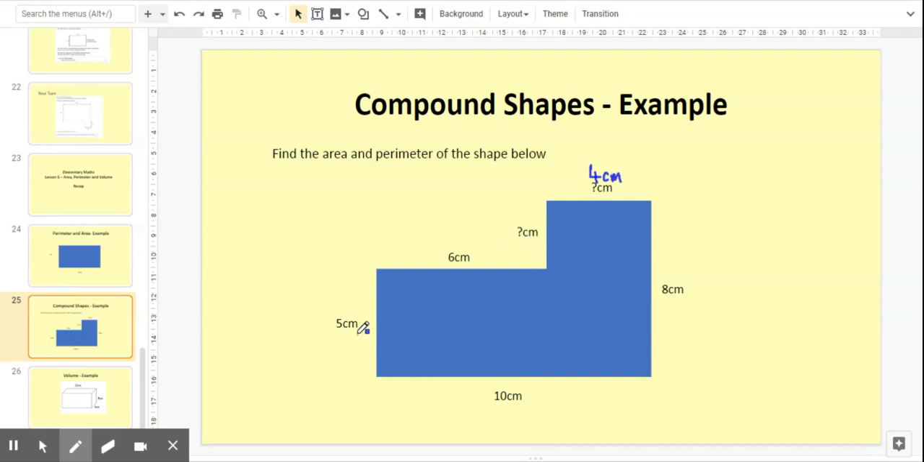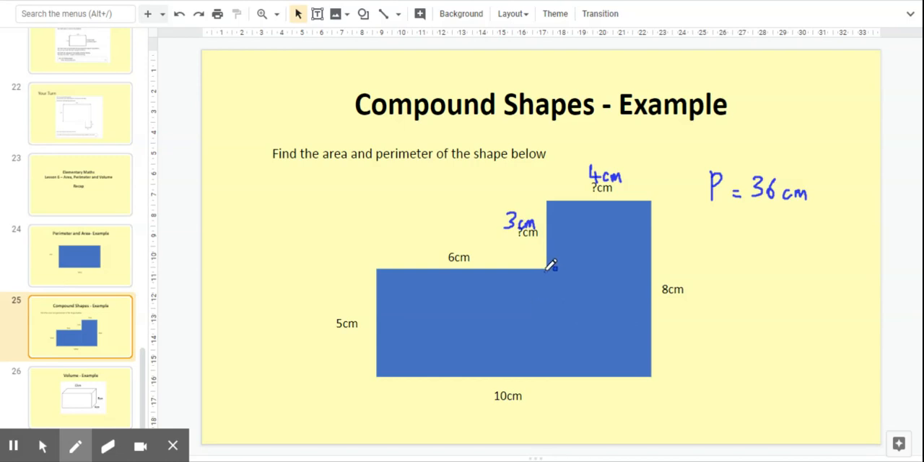And then for this one, 5 plus whatever goes here is going to equal 8. So that's going to give us 3 centimeters. Again, for the perimeter, we will just add all of those together, which is going to give us 36, in this case, centimeters. For the area, we have to do something a little bit different, and we have to split the shape into 2 parts.